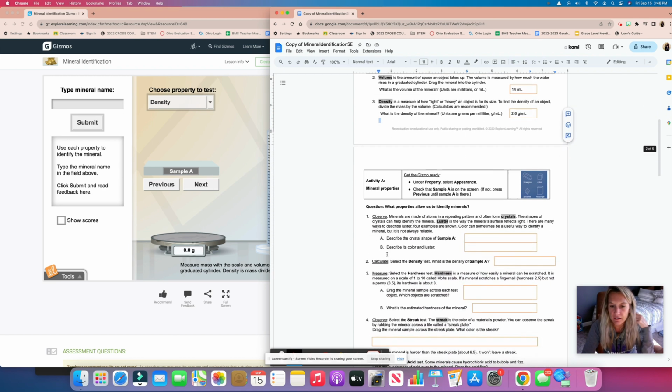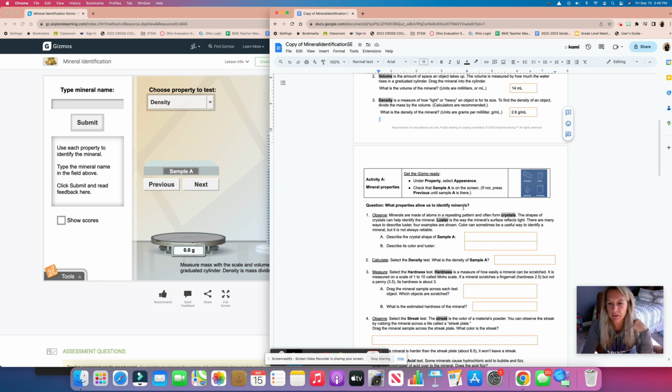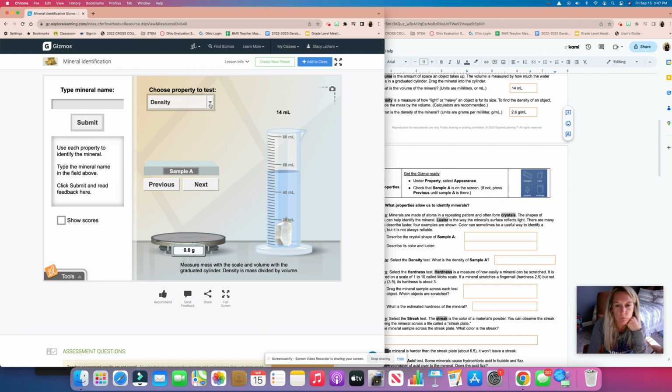All right, Activity A. What properties allow us to identify minerals? Number one, observe. Minerals are made up of atoms in a repeating pattern and often form crystals. The shapes of crystals can help identify the mineral. Luster is the way the mineral's surface reflects light. There are many ways to describe luster. Four examples are shown. Color can sometimes be a useful way to identify a mineral, but it's not always reliable. Describe the crystal structure or shape of sample A. So we're going to go to appearance.